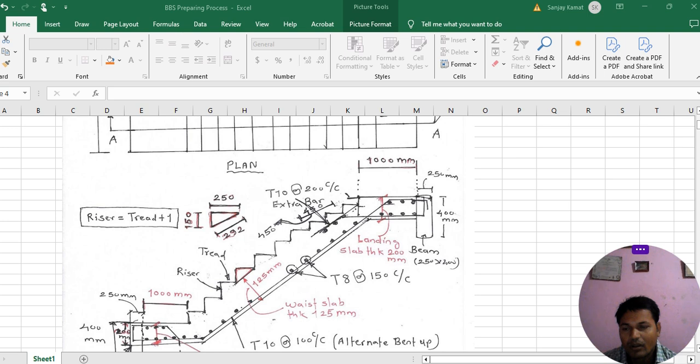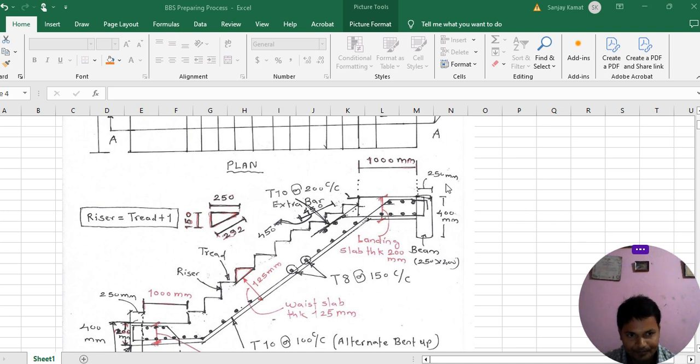This is your landing one, and the end of this landing one, and from here to here is the sloping. We bend this rod in an upward direction. In how many degrees? In 45 degrees only. We have to bend this rod at 45 degrees only, from here to here.